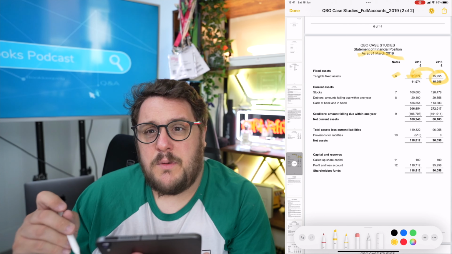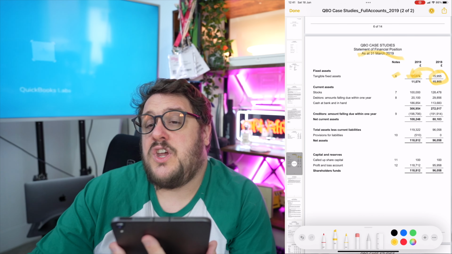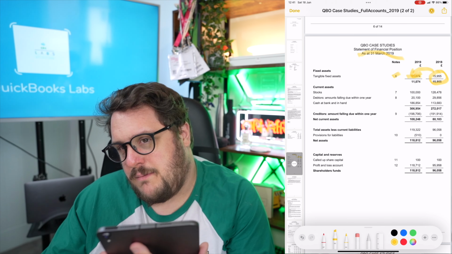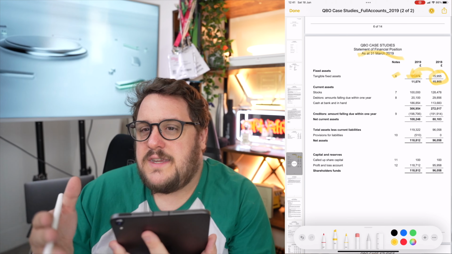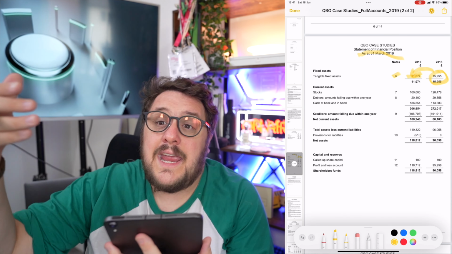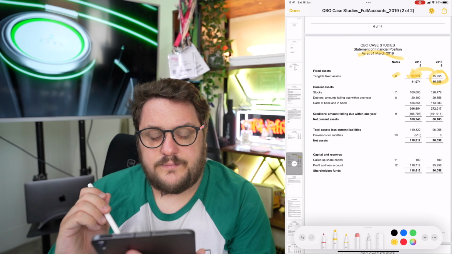Fixed assets are going to be one of the ones that are very difficult to realize that value, to turn into cash, because you've got to find a buyer, then you've got to finally sell it, they've got to then pay the money. There's a whole road of different avenues that you've got to go down to be able to actually turn a fixed asset into some cash. That's why we keep it nice and separate at the top there.